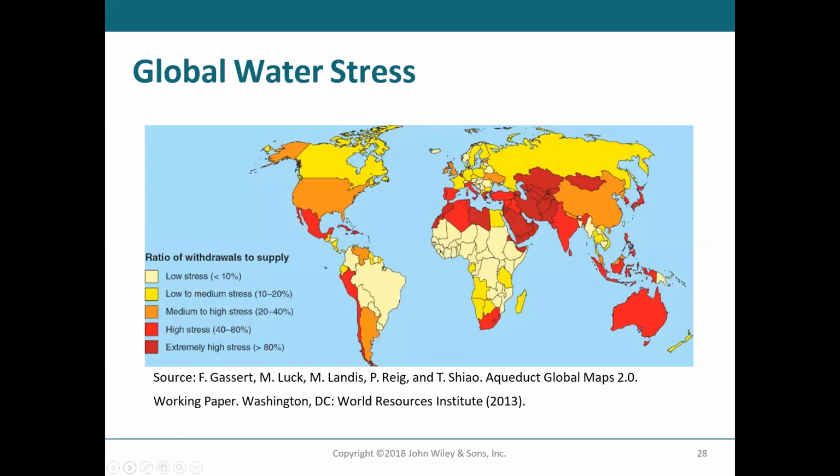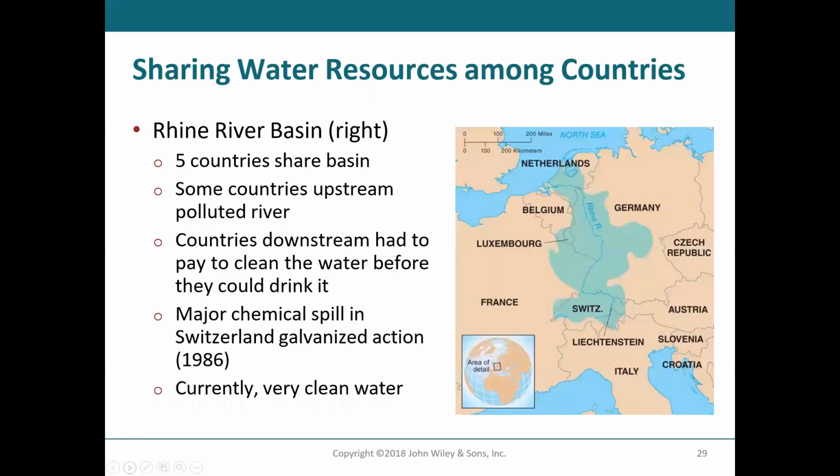So, great map, great visual. Take a minute to look at it, analyze it. I think it's really revolutionary what it's showing.